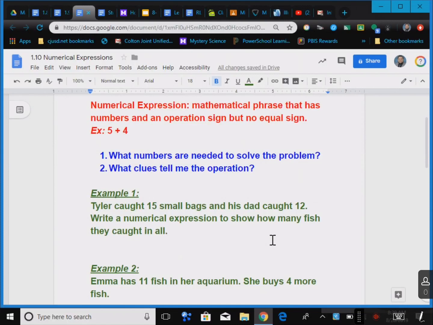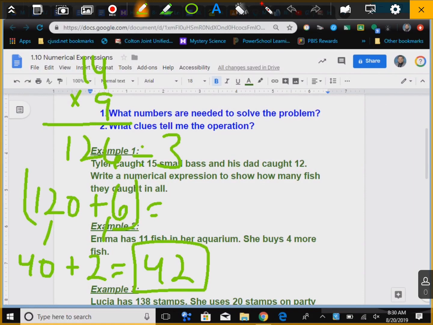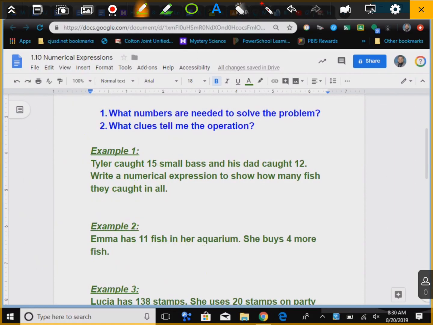Okay? So the first one is: Tyler caught 15 small bass, and his dad caught 12. I changed it to bass, so hopefully you can make that little change. Write a numerical expression to show how many fish they caught in all.